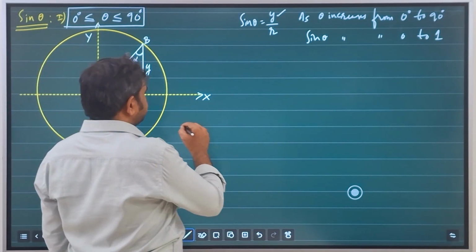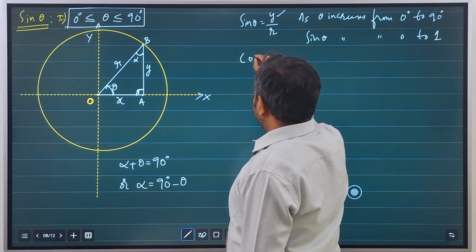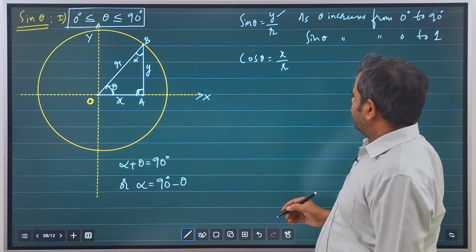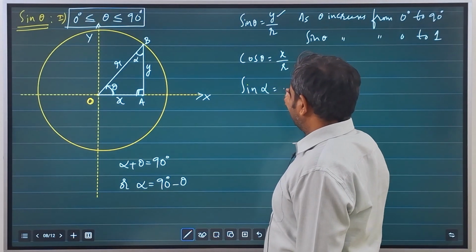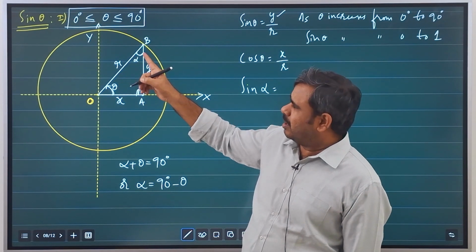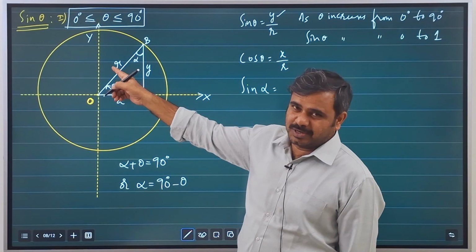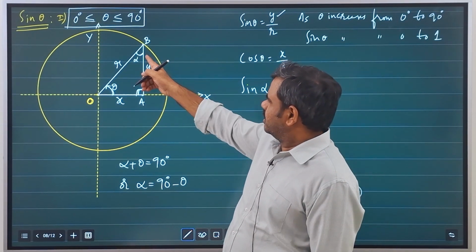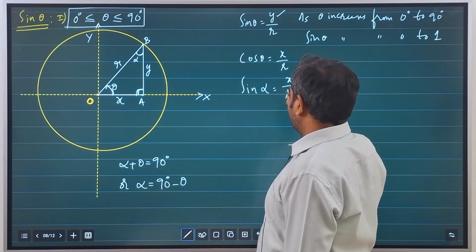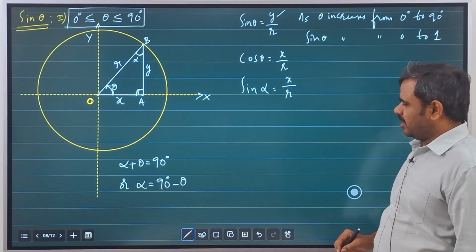And look at the figure. If you look at the figure, cos theta you can say is x by r. Sin alpha is equal to, what is sin alpha equal to? Opposite side by hypotenuse, not opposite side by adjacent side. So sin alpha is equal to x by r. Opposite side of the angle alpha is x and r is the hypotenuse. Sin alpha is equal to x by r.